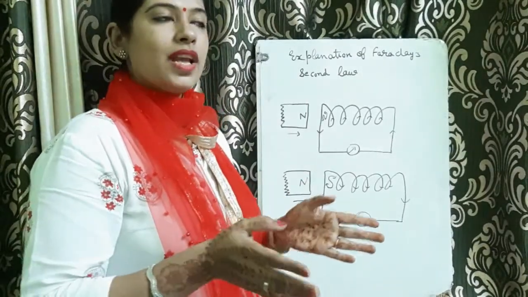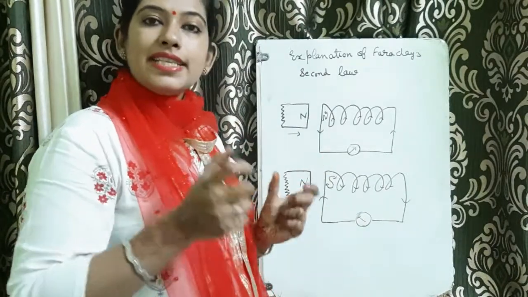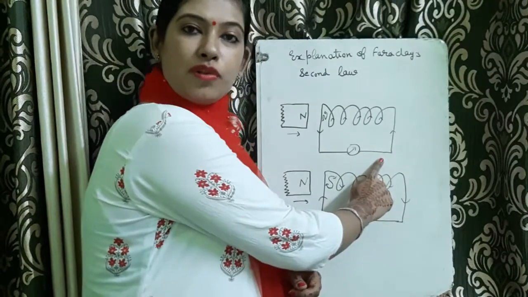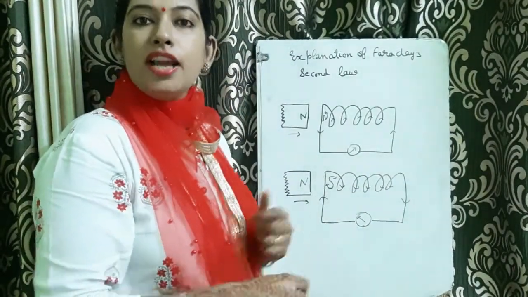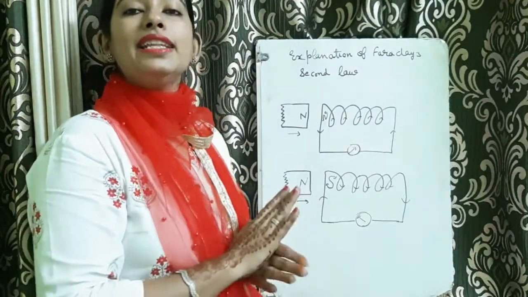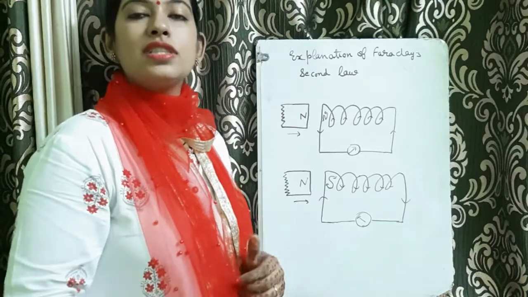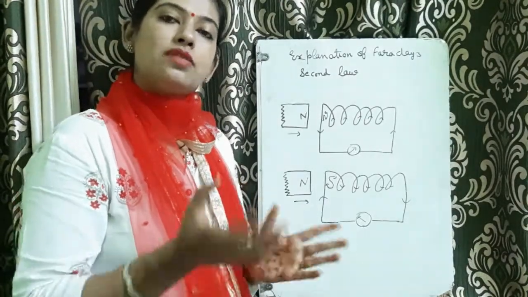And also, if our magnet and coil are moving in the same direction, that is, if the coil moves in this direction and the magnet also moves in the same direction with the same velocity, then the induced EMF is zero. It means no EMF is induced in that case. So, this was about Faraday's first law.